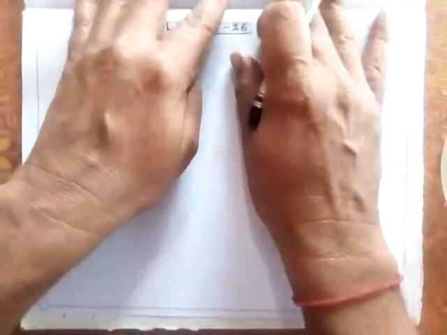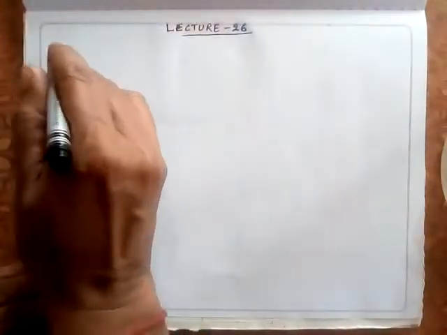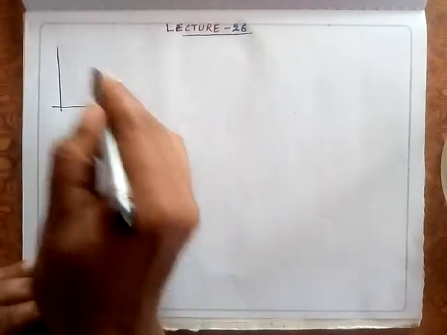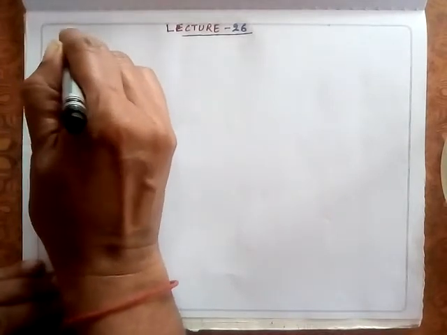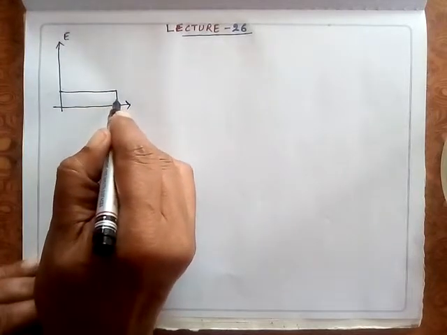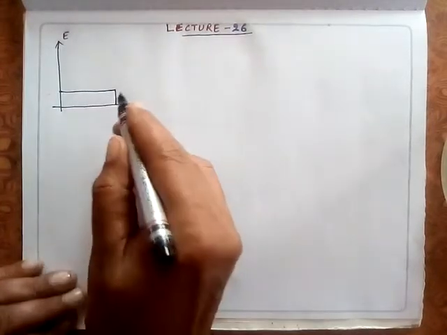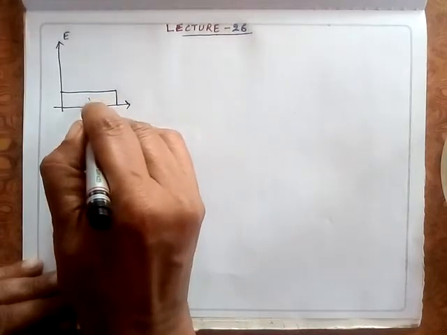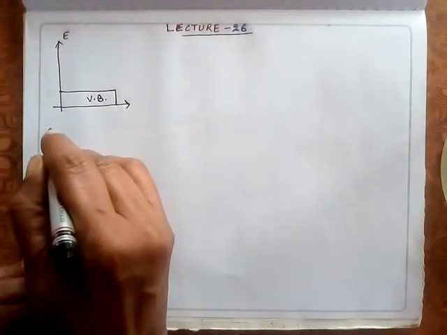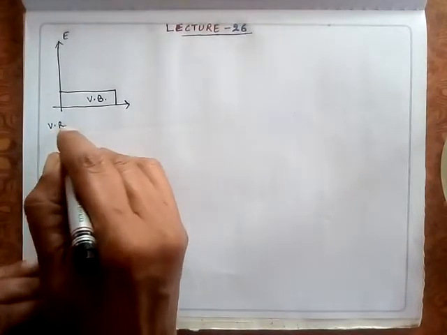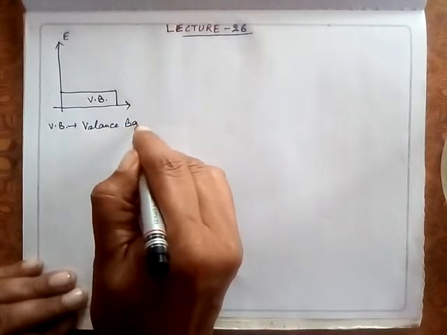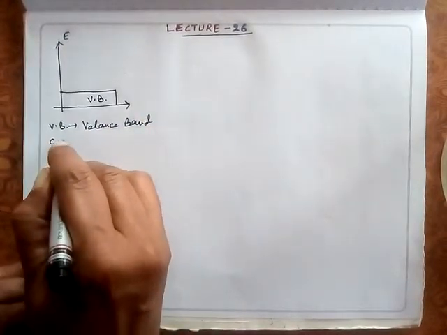So let me redraw this figure once again. Suppose this is the energy, and this is the valence band. I represent this by VB, which stands for valence band, and when I write CB, that CB means conduction band.